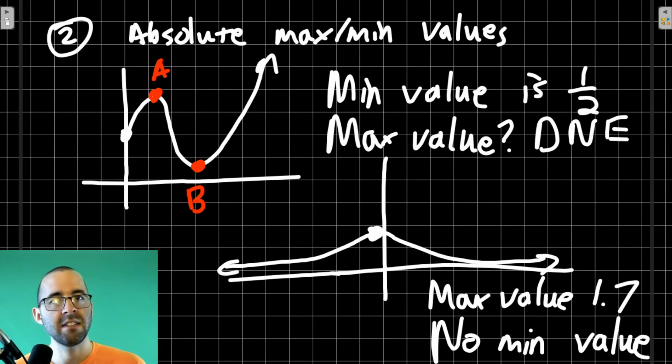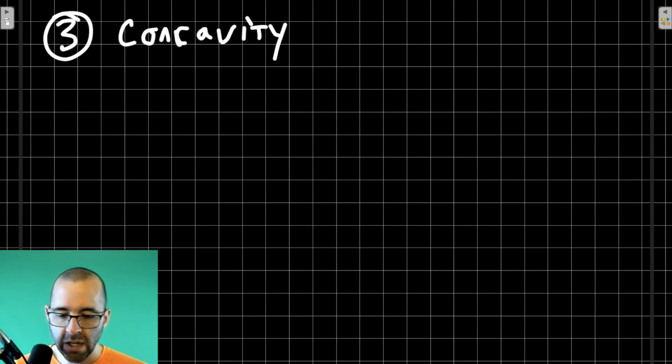And the minimum value is not 0 because it never hits 0. The minimum value is not 0.00001 because we get even smaller than that. So it's kind of a weird thing where we have to hit the minimum value for it to exist. Anyway, here we go. So concavity technically is how the slope changes.